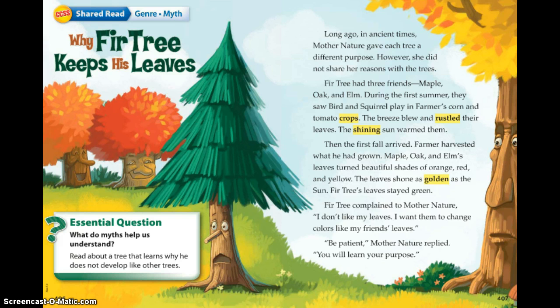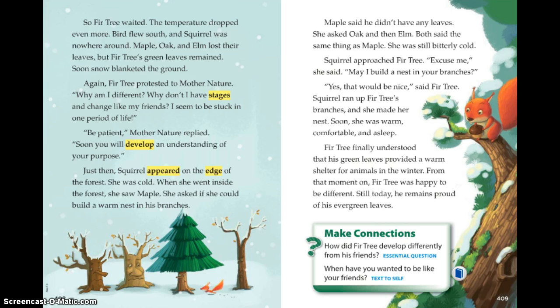Fir Tree complained to Mother Nature. "I don't like my leaves. I want them to change colors like my friends' leaves." "Be patient," Mother Nature replied. "You will learn your purpose." So Fir Tree waited. The temperature dropped even more. Bird flew south, and squirrel was nowhere around. Maple, oak, and elm lost their leaves, but Fir Tree's green leaves remained. Soon snow blanketed the ground.